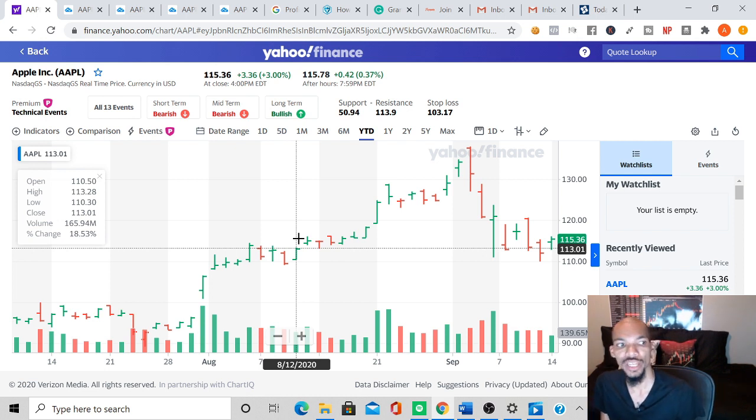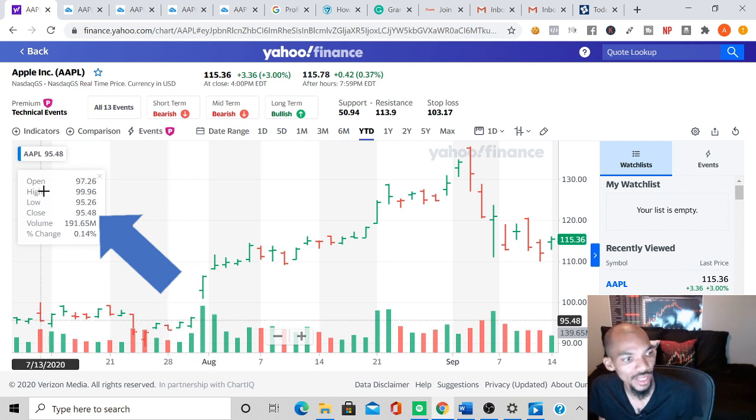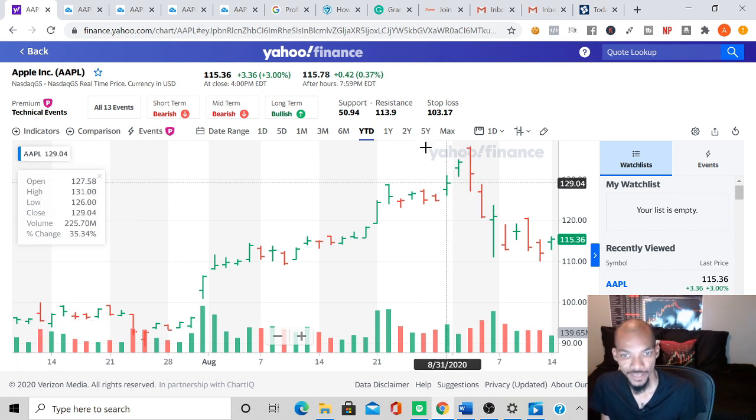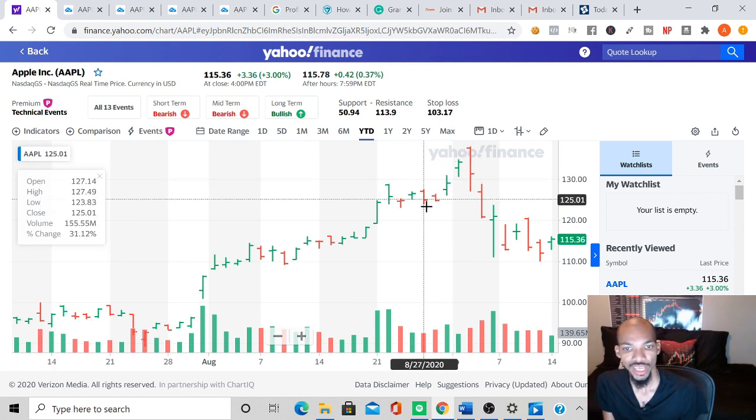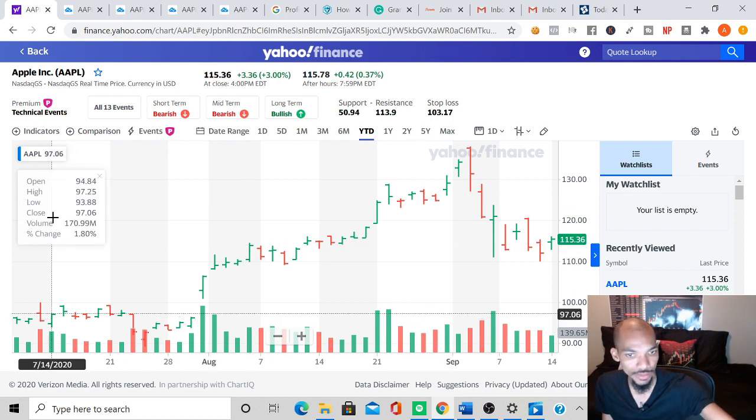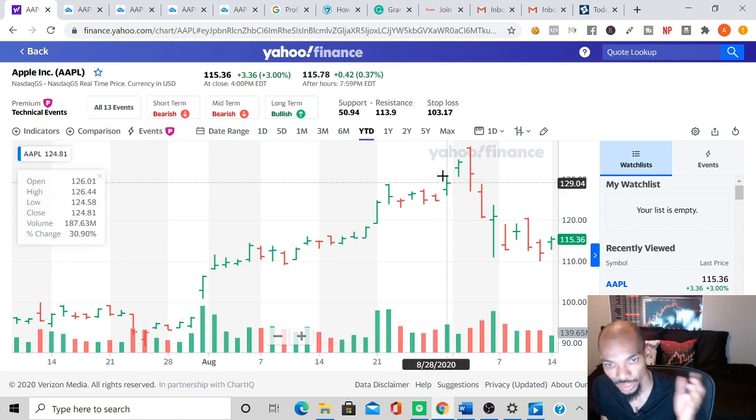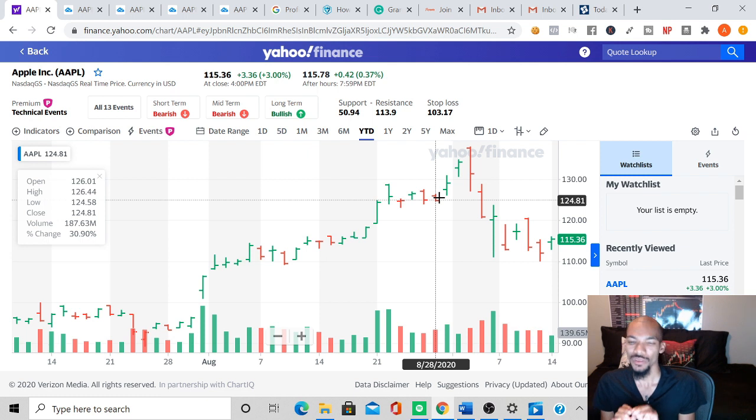If you see over here, this box has open, high, low, close, volume, and the change. These bars are a visual image of those numbers. A lot of people may not care about this one too much, so I'm just going over it for educational purposes. But from my experience, most traders just go with the candlestick.